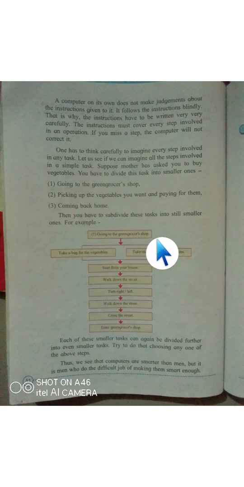For example, going to the green grocery shop: take a bag for the vegetables, take money for the vegetables. Then start from your home, walk down the street, turn right or left wherever the green grocery shop is. Walk down the street. Again, the next street will come, and we take left or right. Cross the street, enter the green grocery shop. So this will be subdivided into smaller tasks also.